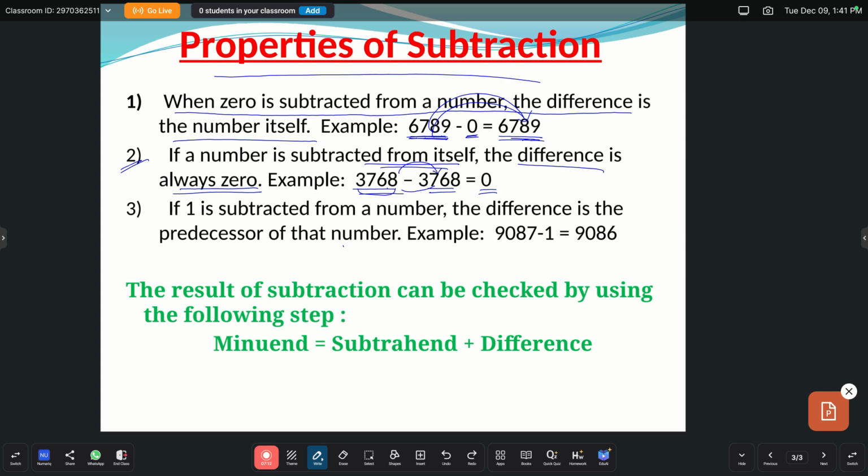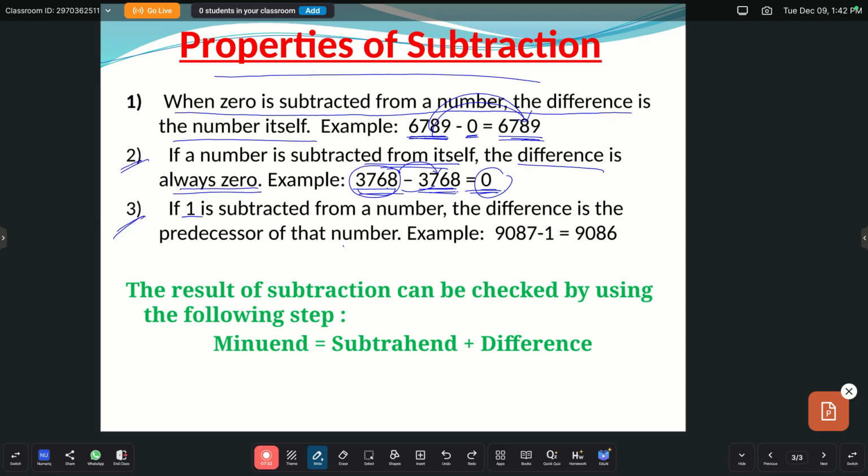It means that you were having 3768 apples, and your brother came and took away all these apples from you. What is left with you? Nothing. So there will be 0. Okay. Now we will move to our property number 3.